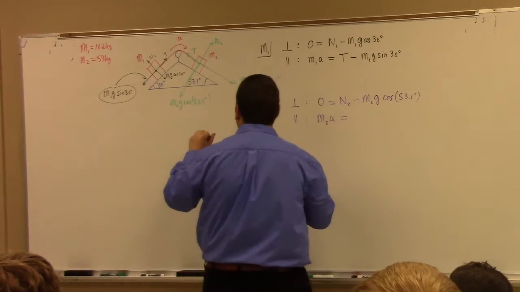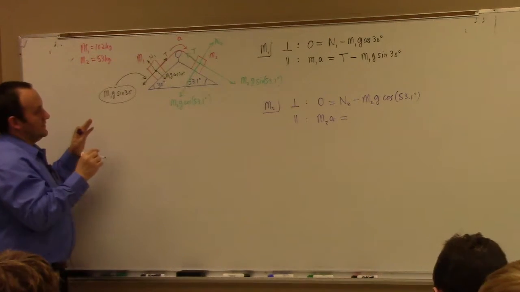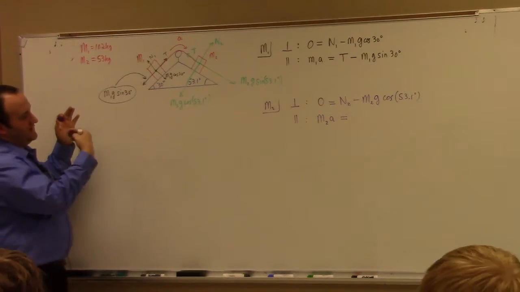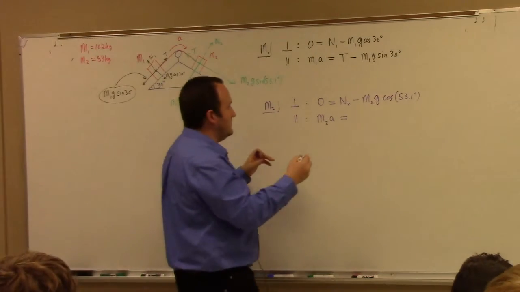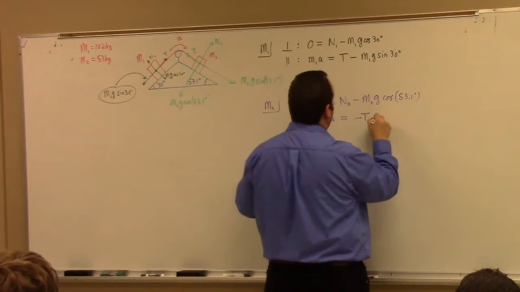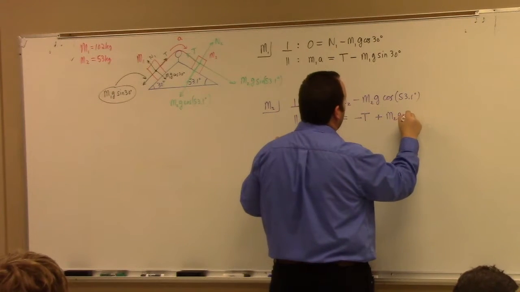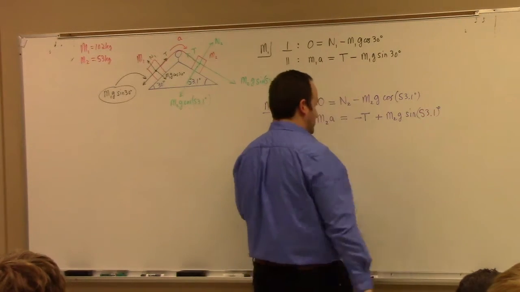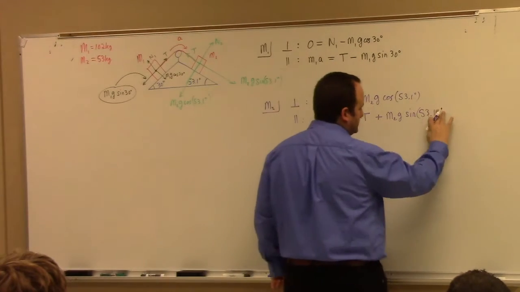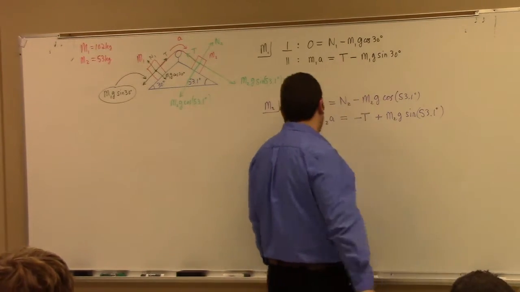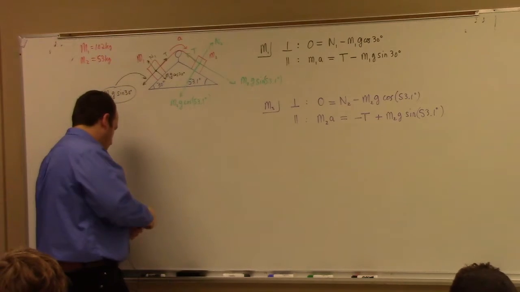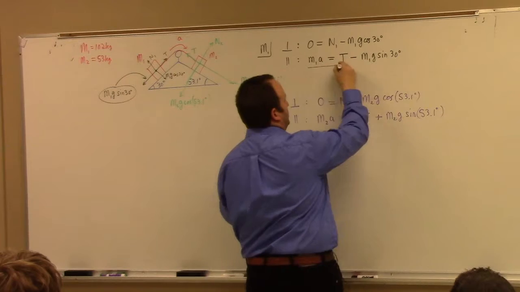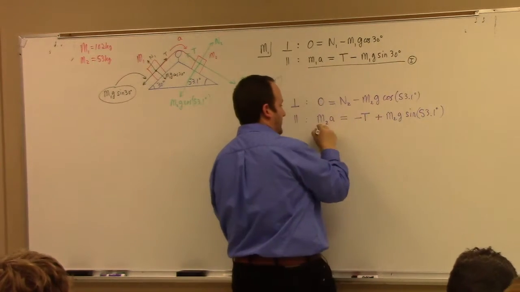equals, now I gotta be careful. The tension this time is doing what? It's opposite, right? So it's minus T plus M2G sine of 53.1 degrees. My goal is to find the acceleration, right? So let's call this equation 1. Let's call this guy equation 2.